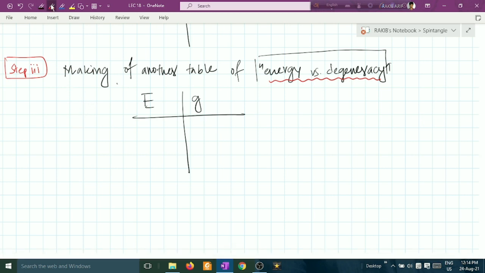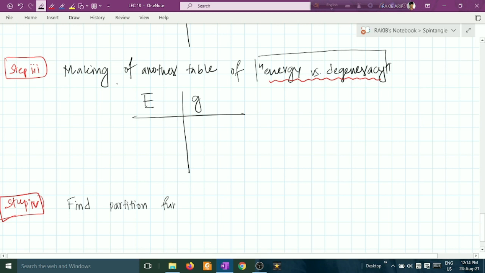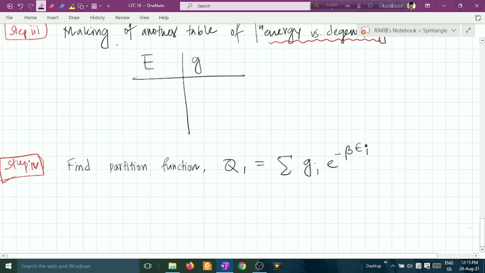So you have to find, in step 4, the partition function. This is our final target. Step 4 will be what? Find the partition function. What is our partition function? The single particle partition function is written as the summation of g_i e to the power minus beta E_i. I think you know this thing.